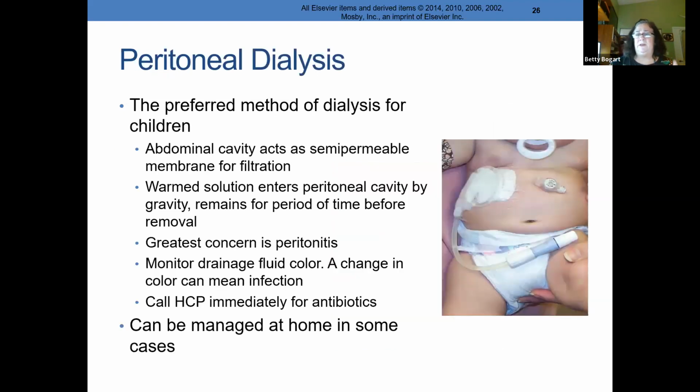So what do we do? Here's another look at the dialysis catheter. What we do is we take a machine that has a warming bin and we put on the fluid, whatever the nephrologist has ordered. Then under sterile technique, we gown, put a cap on, mask on, gloves, and we go through a process to hook up that catheter to this machine.